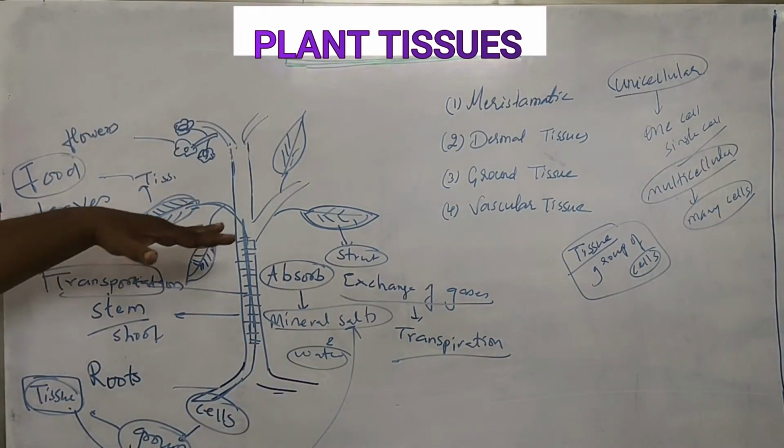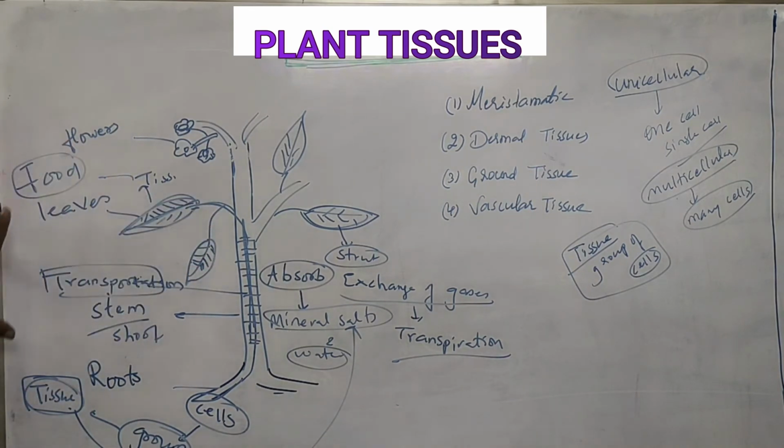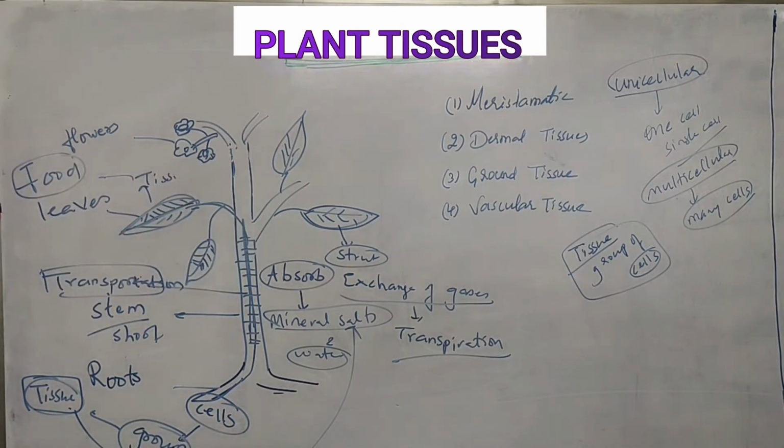So these are the different functions taking place in a plant. That means there are several tissues here which are actually helping in all these processes. Now we are going to see what the different tissues are and what their functions are. That is what we are going to see now. So stay tuned.